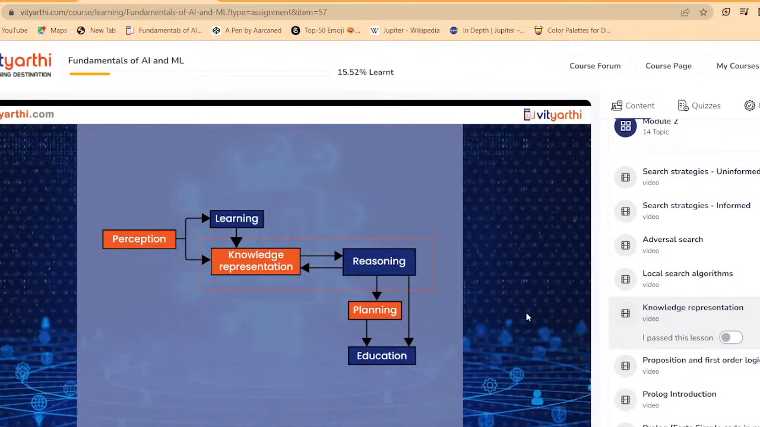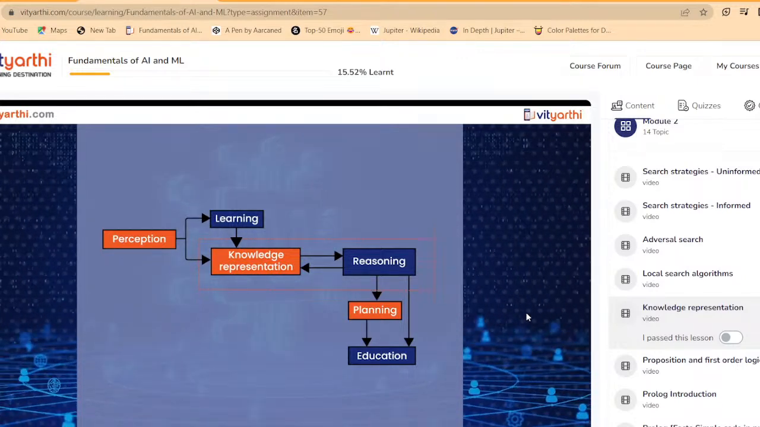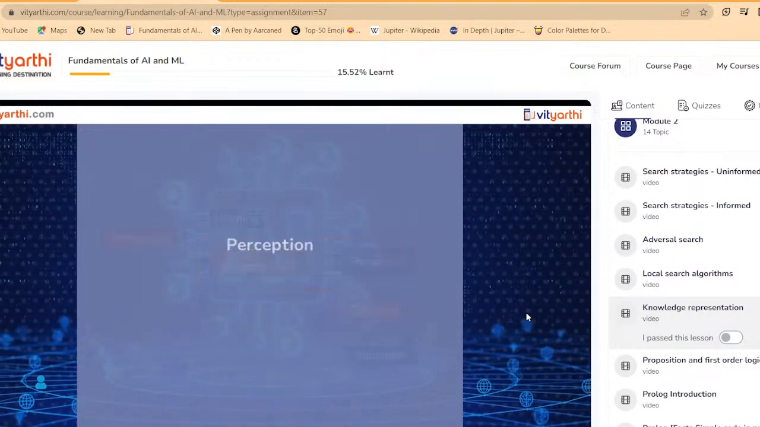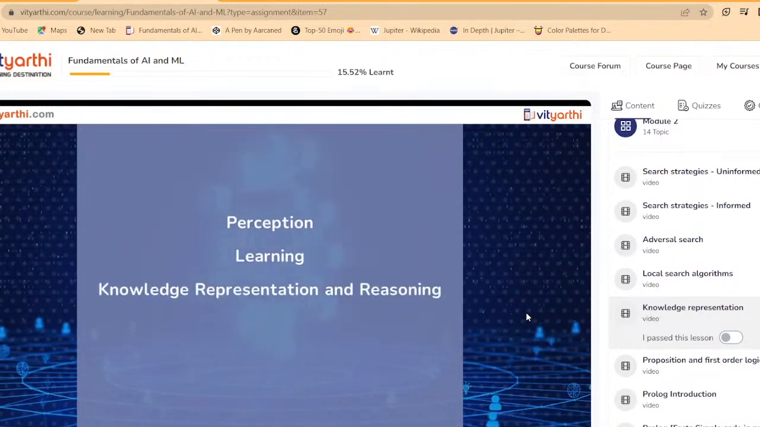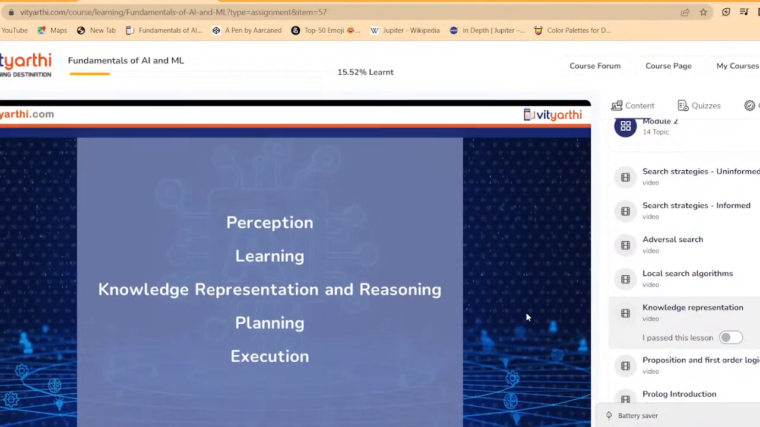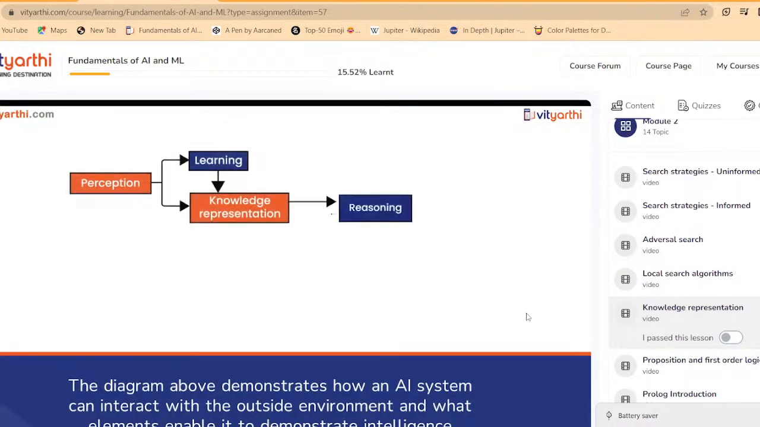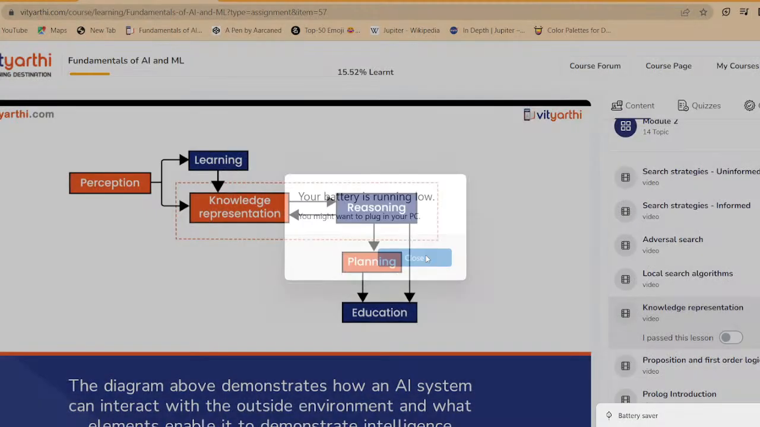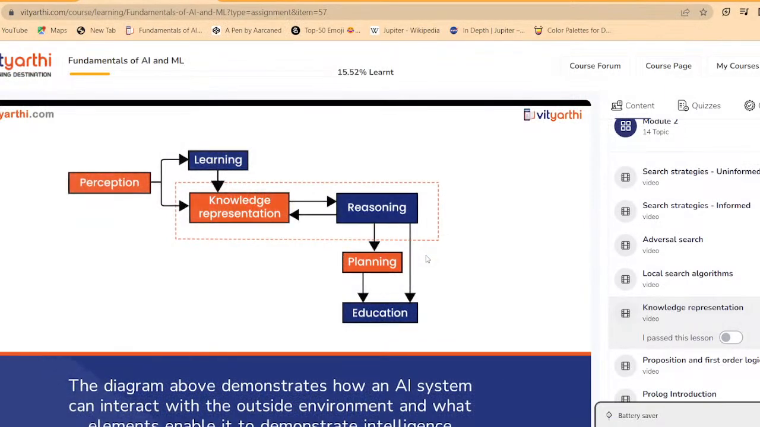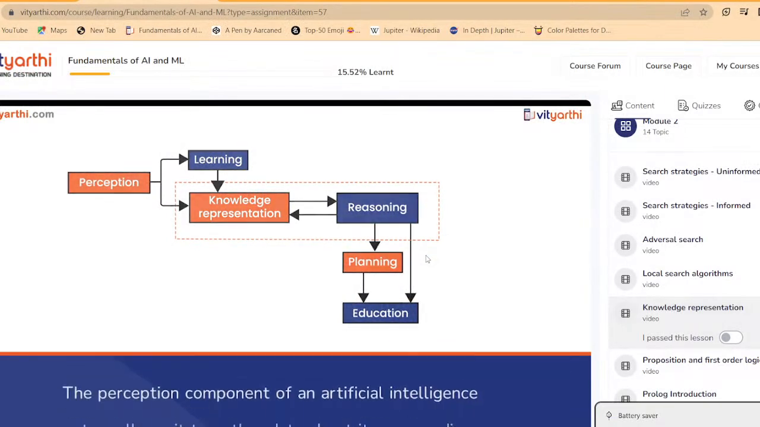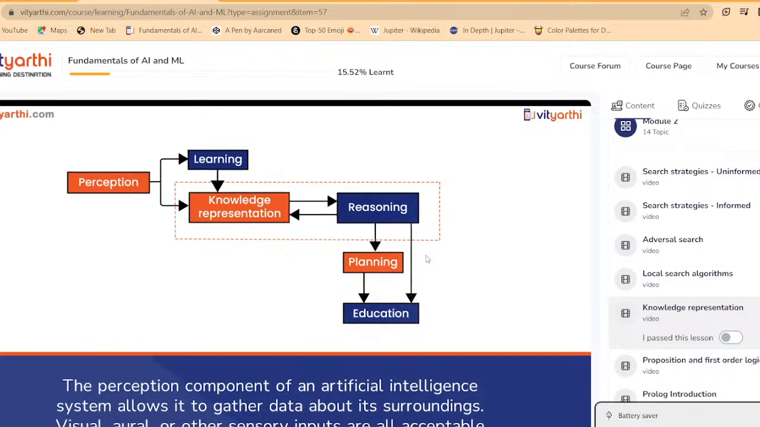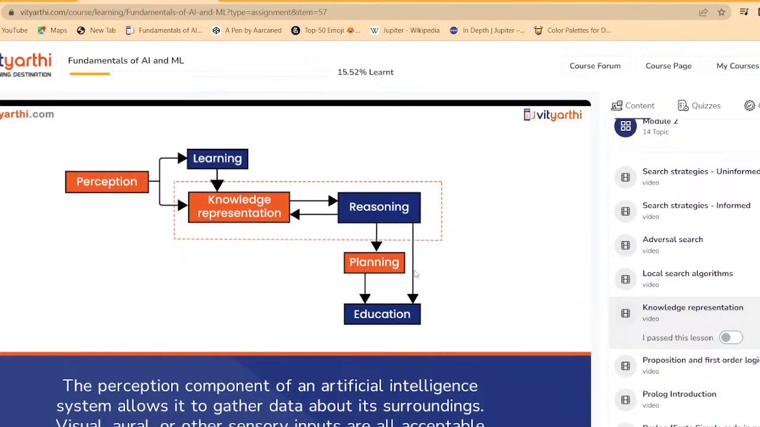The AI knowledge cycle and AI system have the following major components: perception, learning, knowledge representation and reasoning, planning and execution. As per the diagram, this shows how an agent system can interact with the outside environment and what elements enable it to demonstrate intelligence. The perception component of an artificial intelligence system allows it to gather data about its surroundings. Visual, aural, or other sensory inputs are all acceptable.